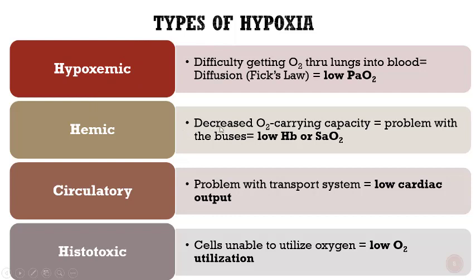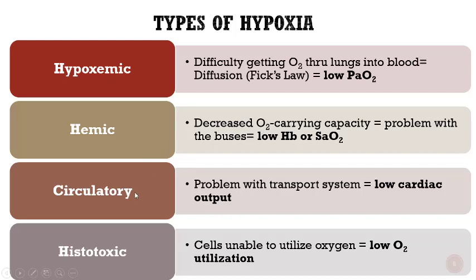Hemic hypoxia is where you're going to have decreased O2 carrying capacity. So it's going to be a problem with the buses. Either you don't have enough buses, you have a low hemoglobin, or you have a low saturation, which means that the buses aren't filled with passengers like they should be. Something's going on with the ability to carry the oxygen. So you might be diffusing it, but now you can't carry it.